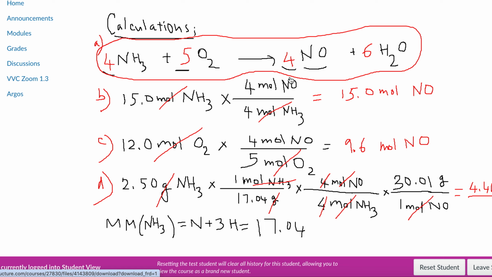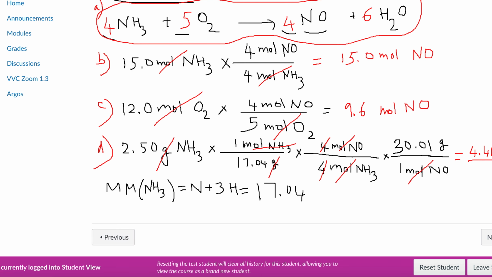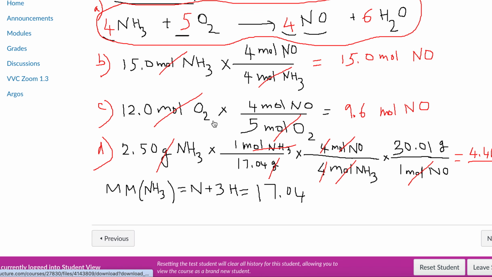So 4 moles of NO over 4 moles of ammonia, and then you cancel the mole, just the unit ammonia. So you take 15 times 4 divided by 4, obviously you get the same numbers, but that's the products. If you have 12 moles of oxygens, well, the ratio is going to be different because for every 4 moles of NO formed, we need 5 moles of oxygens. So 12 times 4 divided by 5 should give us 9.6.